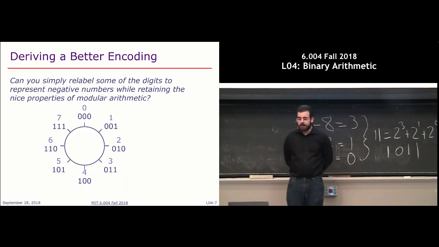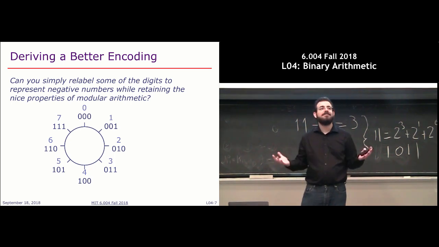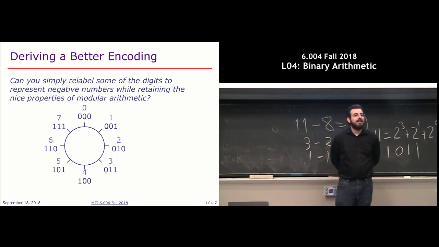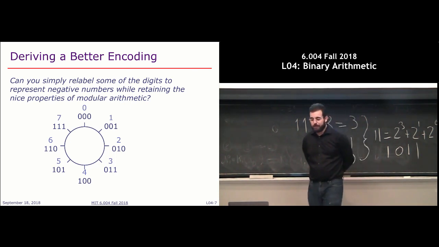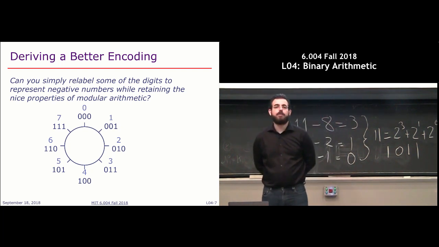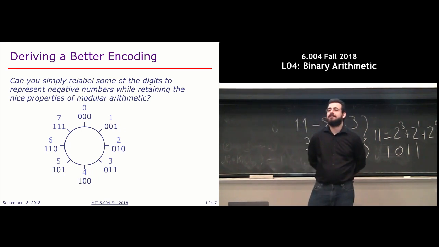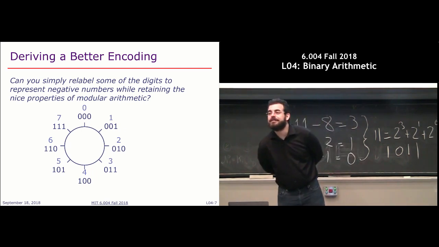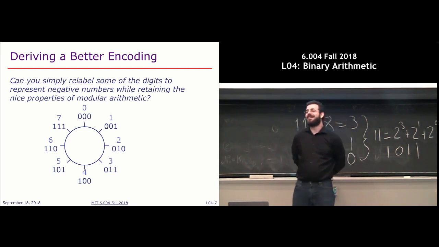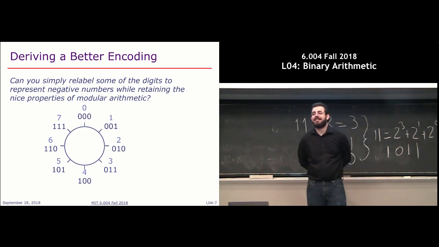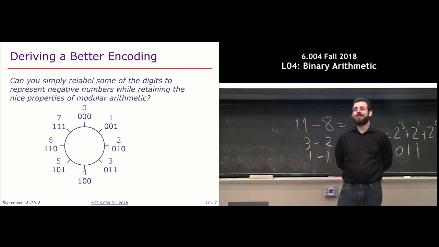OK, so we had a good thing going with unsigned arithmetic, because we saw that unsigned arithmetic essentially had a one-to-one correspondence with modular arithmetic. Can we find an encoding for negative numbers that retains the nice properties of modular arithmetic? Yes? Sorry? You're jumping too far ahead, yes. But if you were to relabel individual numbers here, what would you do? What would you change?